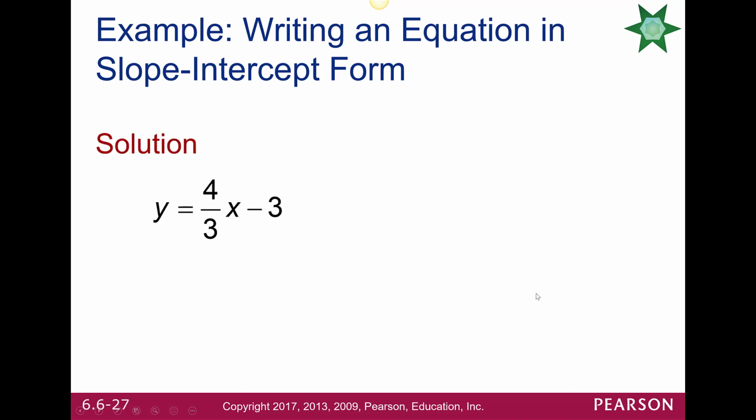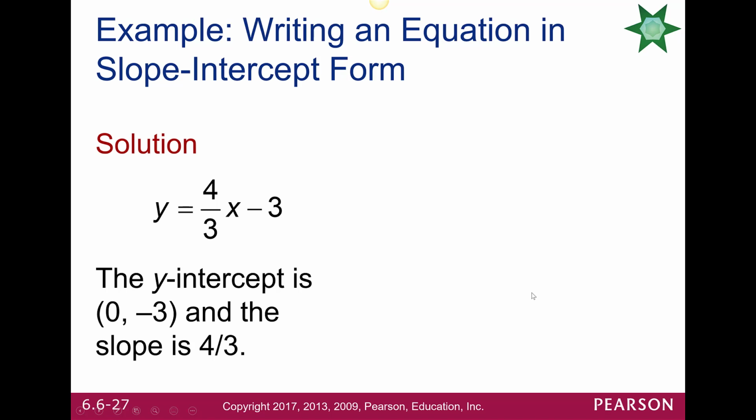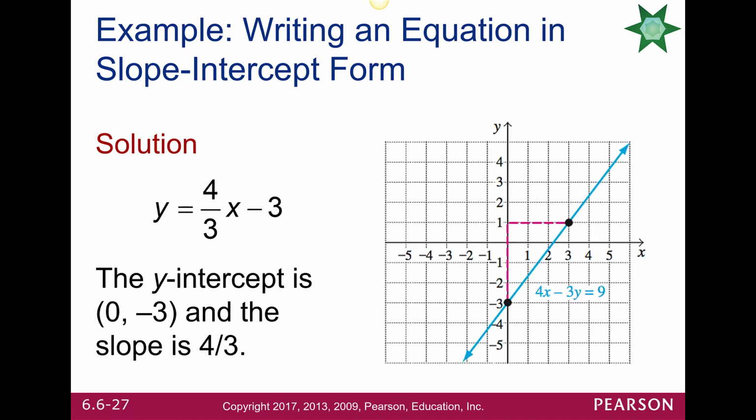And my y-intercept is (0, -3). Now I can graph this simply by using the slope and the y-intercept. I could find points on the line, but I can just use the slope and the y-intercept. So I plot the y-intercept, which was (0, -3), which is right here. And then my slope was 4/3.